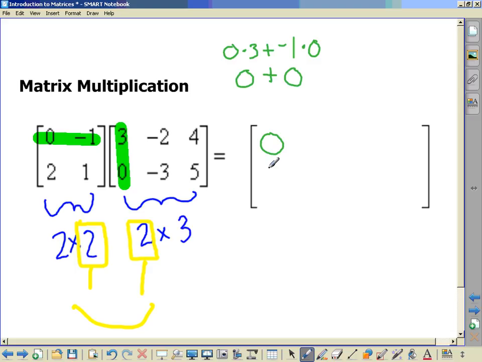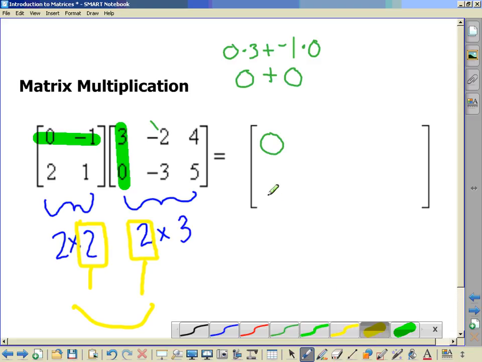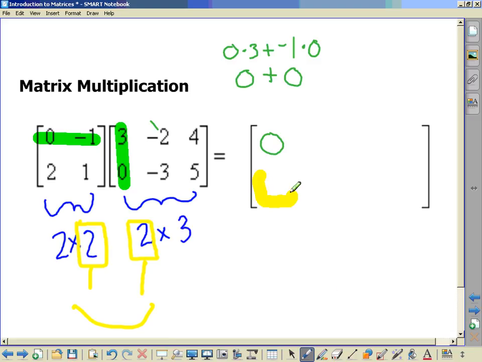In row 1, column 1 of your answer matrix, or your product, you use the data from row 1 of the first matrix times the data from column 1 of the second matrix. Again, a little bit confusing. Now, let's just follow through with this. Let's try to get this entry right here. It's going to be the number in row 2, column 1.